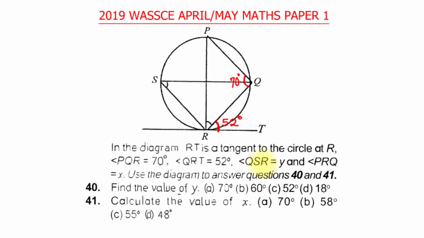Then angle QSR is Y. QSR, this angle here, that is Y. And then angle PRQ, yeah, that is X. Okay, we are to use the diagram to answer questions 40 and 41.